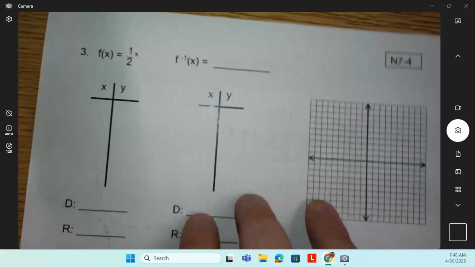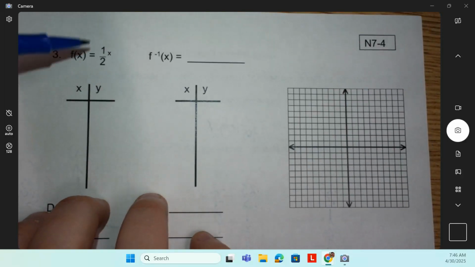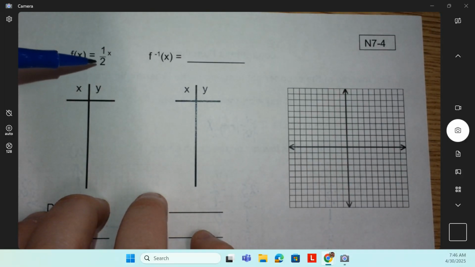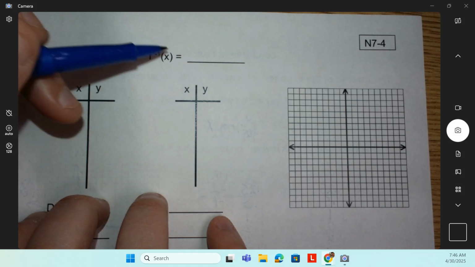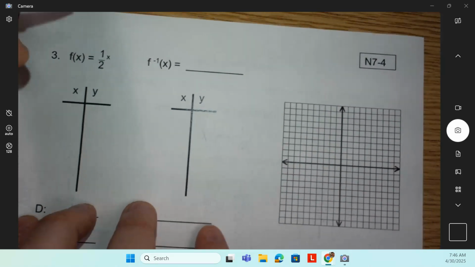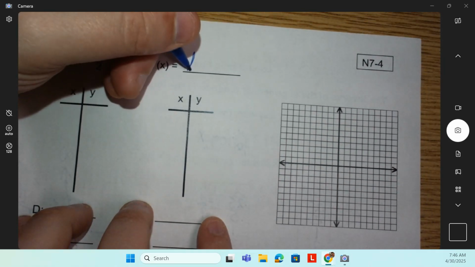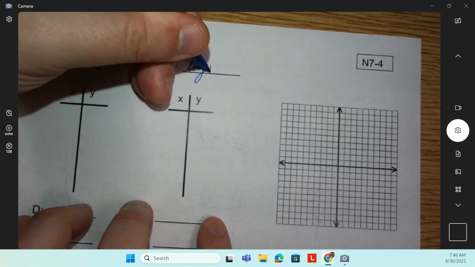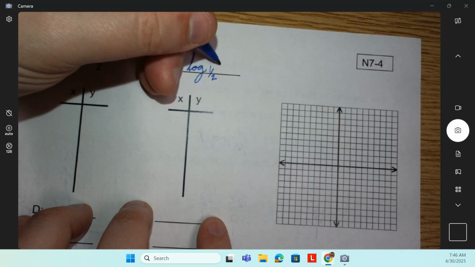Okay, on my other side, now we have a decay function, and so we just want to see what it looks like when it is a decay function. Doing the inverse is going to work the same. The inverse of this is going to be log 1/2 of x.